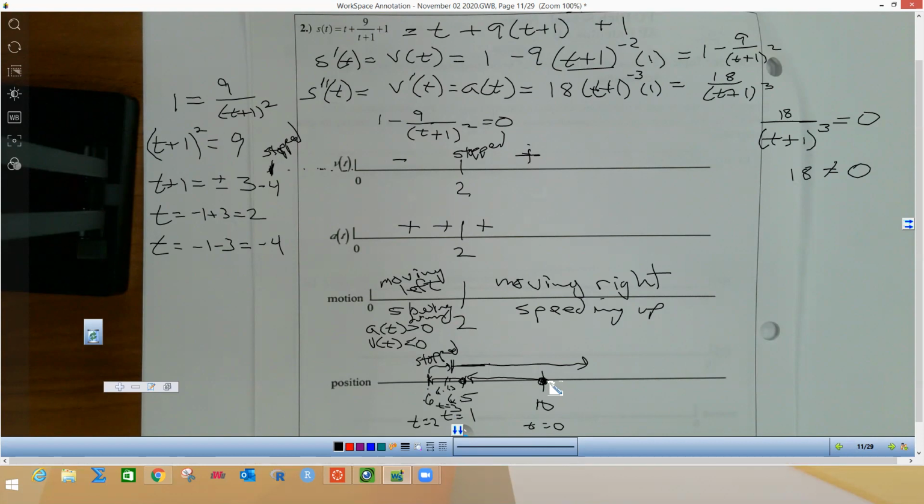And it was slowing down. The object was slowing down all the way until it stopped. And then it turned around and then it started speeding up as it was going to the right, and it kept speeding up as it went.